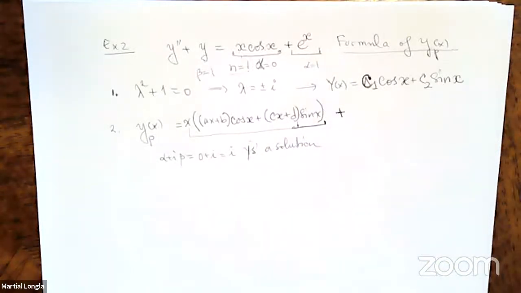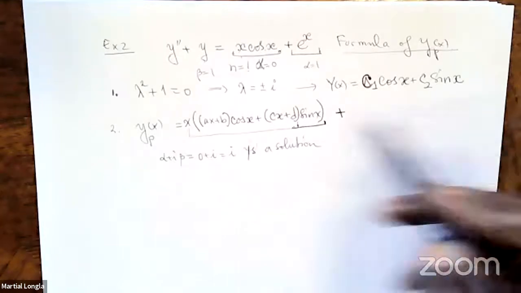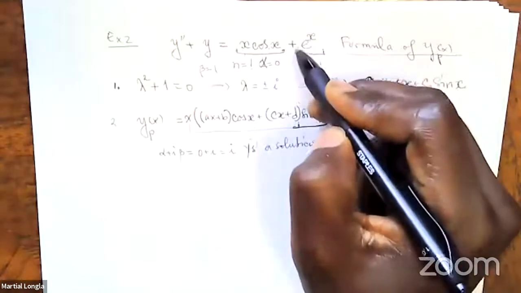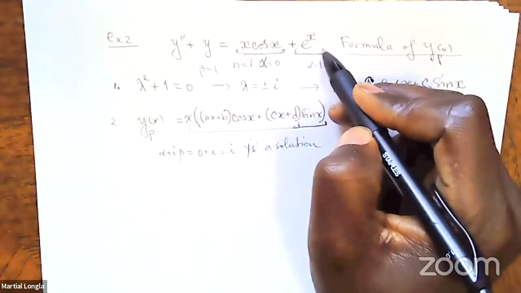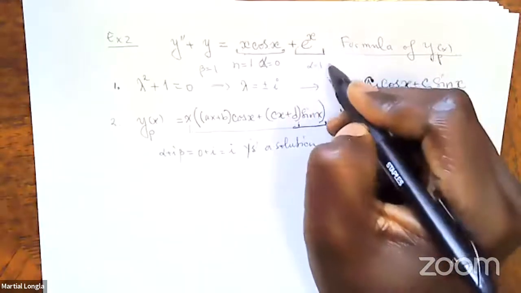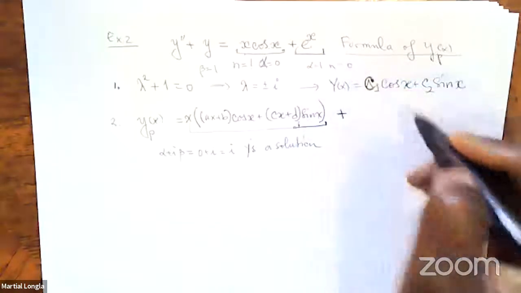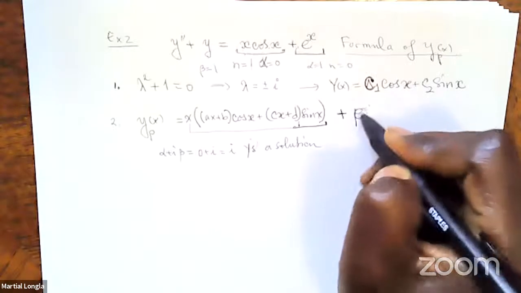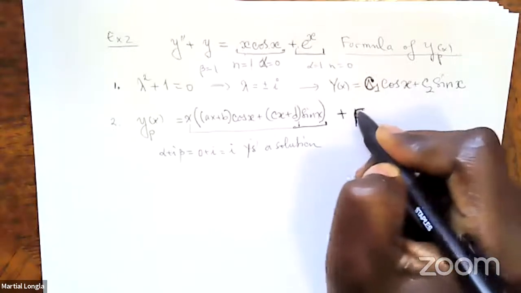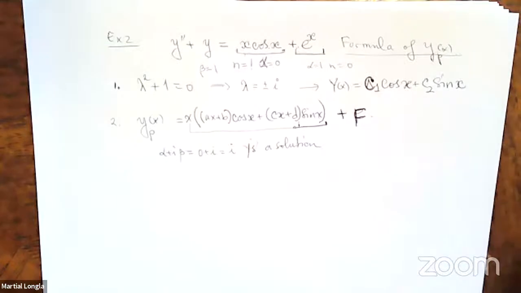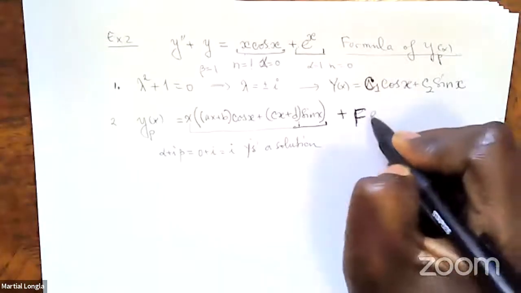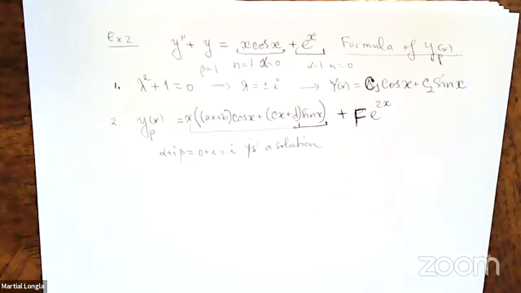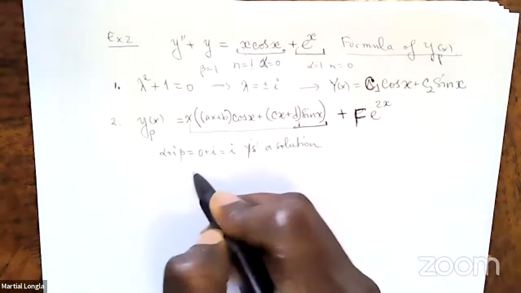So alpha is not a solution, which means we just have a polynomial of degree n times e to the x. And what is n for this second piece? 0. So we just need a constant. Let me not write something that will get confused with the e for exponential: F times e to the x. That's it. So this is yp.